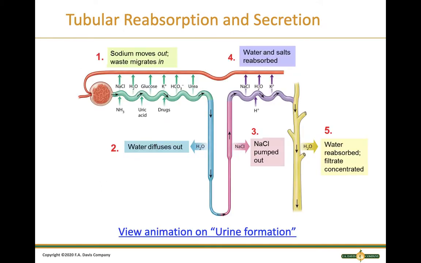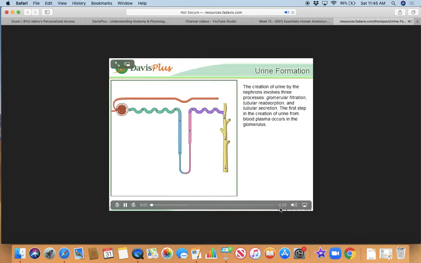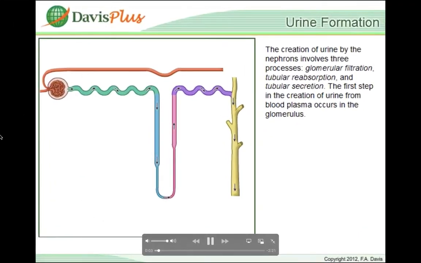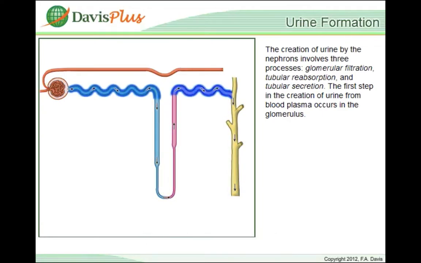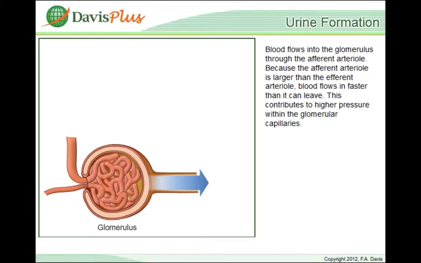Alright, next we're going to talk about tubular reabsorption and secretion, so we're going to watch this animation. The creation of urine by the nephrons involves three processes: glomerular filtration, tubular reabsorption, and tubular secretion. The first step in the creation of urine from blood plasma occurs in the glomerulus. Blood flows into the glomerulus through the afferent arteriole. Because the afferent arteriole is larger than the efferent arteriole, blood flows in faster than it can leave. This contributes to higher pressure within the glomerular capillaries.